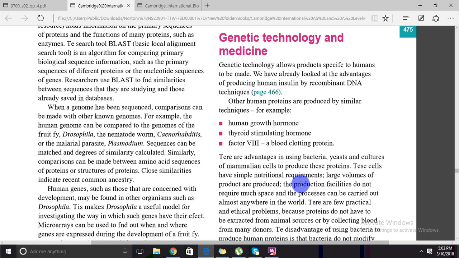And also, no practical problems either. And when we have to detail on this, we'll have to say they have simple nutritional requirements. So they don't really need any complicated food source. And large volume of products produced.